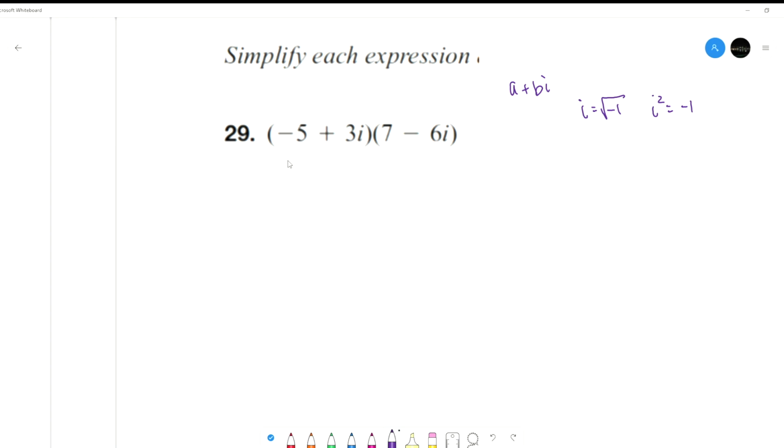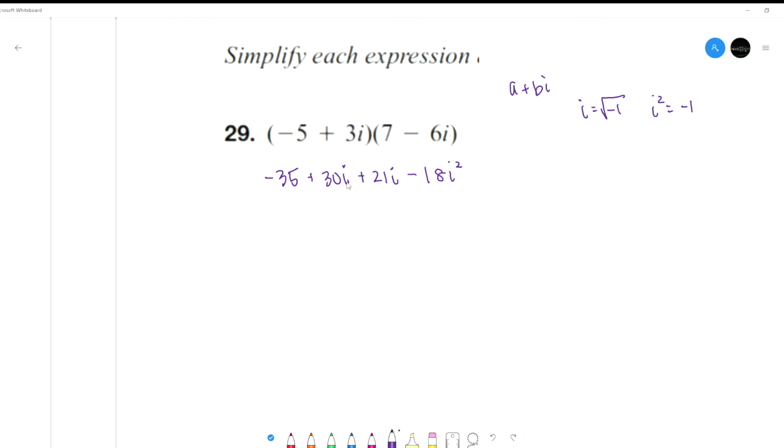Okay, so let's distribute here. Negative 5 times 7 is my negative 35. Negative 5 times negative 6i, that's plus 30i. 3i times 7 is 21i, so plus 21i. And the last term is 3i times negative 6i, which is minus 18i squared.